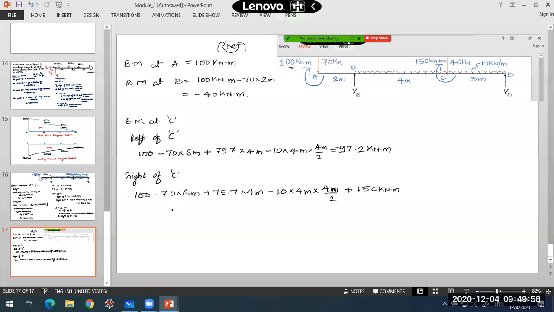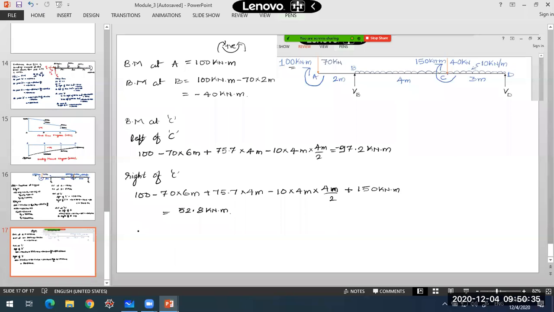So at the same point itself, it is changing suddenly. What will happen? This was minus 97.2, plus 150. How much will that value come out to be? 52.8 kilonewton meter. So at point C itself, we have two values of bending moment, changing suddenly: minus 97.2 and plus 52.8.